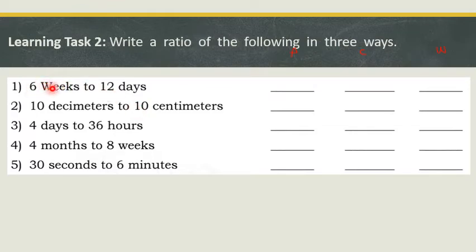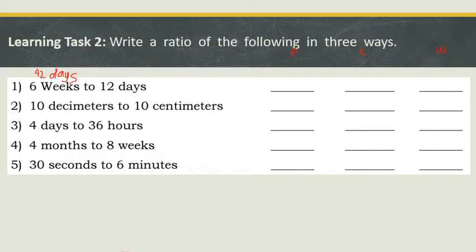So, kung mapapansin nyo sa number 1, we have 6 weeks to 12 days. So, ito ay weeks. Ito ay days. So, magkaiba sila ng unit. Ano ang mas maliit, yung weeks or yung days? So, yung days. Kailangan natin sila pagtularin sa days. So, ang weeks, ilang days ba meron sa isang linggo? So, we have 7. Eh, 6 na linggo to. So, ilang days lahat yon? So, yun po ay 42 days. Kasi 7 times 6 is 42. Ayan. So, magkatulad na sila.